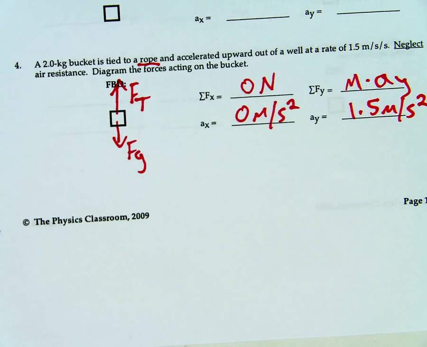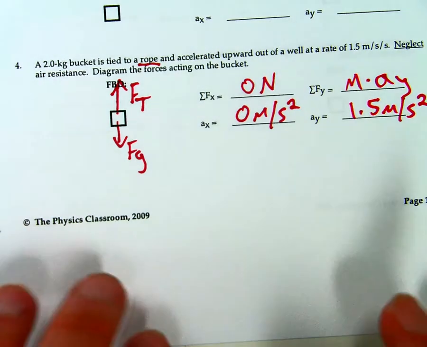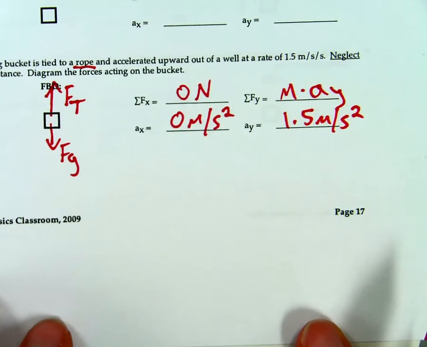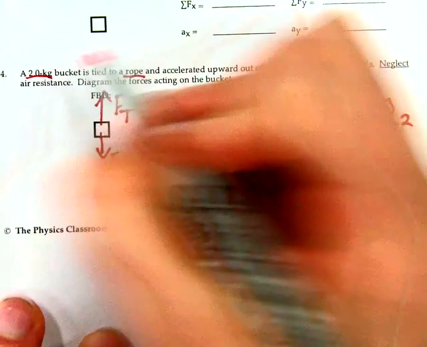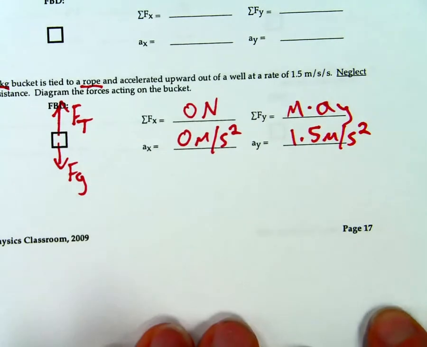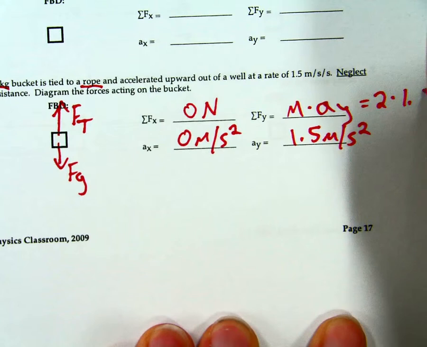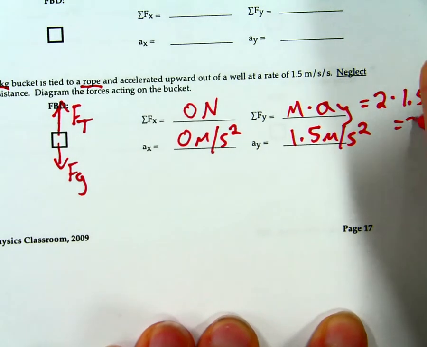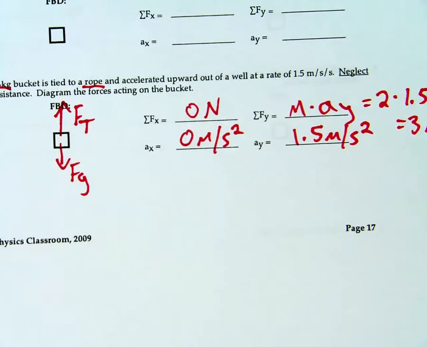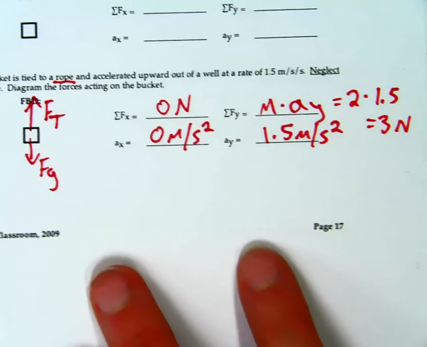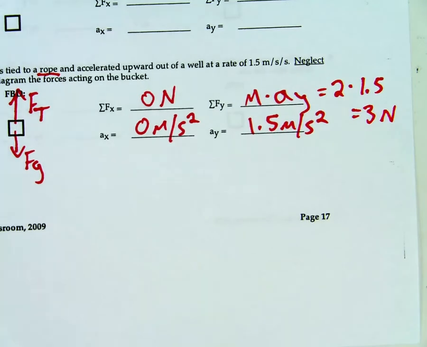And does it give us the mass? Yes, it does. We have this 2 kilograms. So it's just 2 times 1.5, which is 3 newtons. Okay. So it comes from the question that 2.0 kilograms. This is a 2 kilogram bucket. That's our mass.